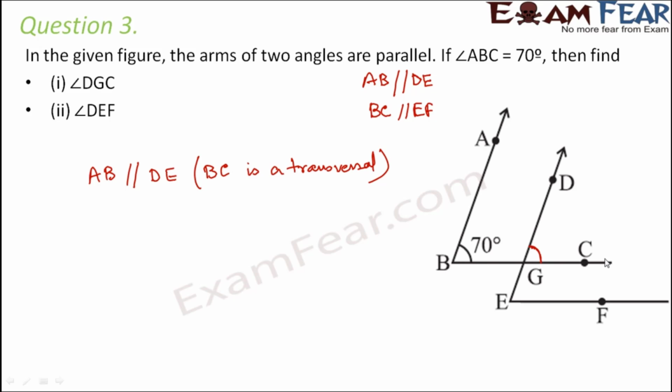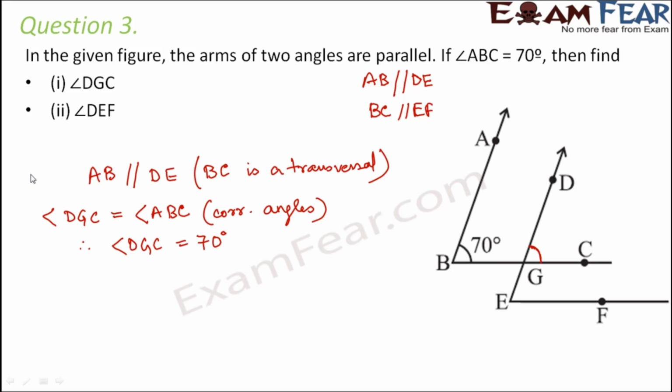So BC is a transversal on AB and DE. That is how it is. So therefore you can say that angle DGC is equal to angle ABC. Why? Because these are corresponding angles. Therefore, what is the value of angle ABC? It is 70 degrees. Therefore, you can say that angle DGC is also equal to 70 degrees.